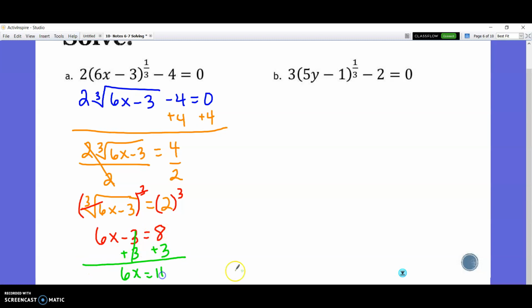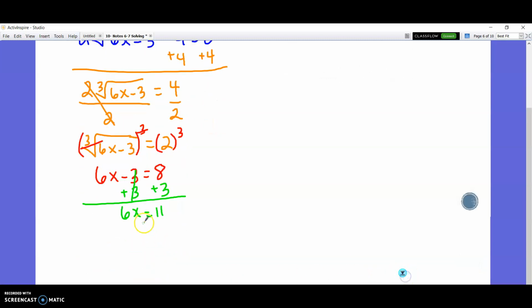6x equals 11. And then divide by 6. X is equal to 11/6. And I do still need to check my answer. So check, is x equals 11/6 a good answer? I'm going to pause the video here since I'm running out of time.